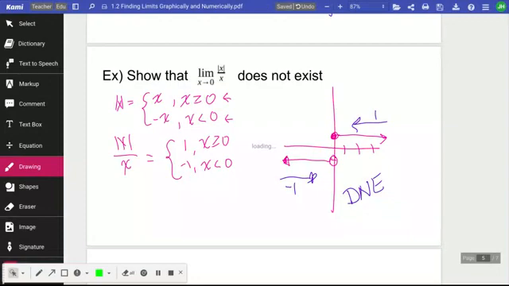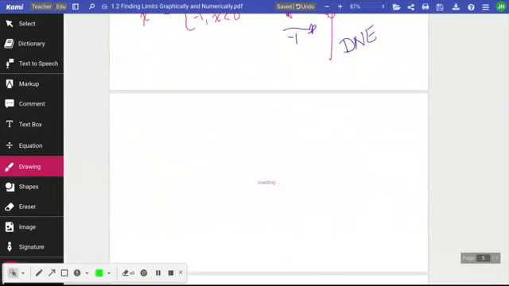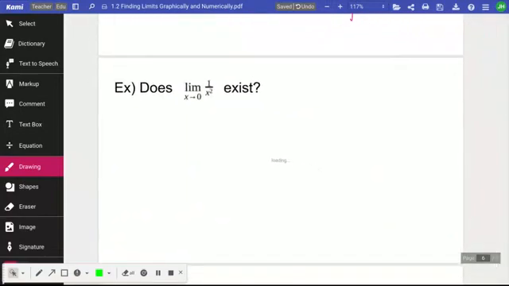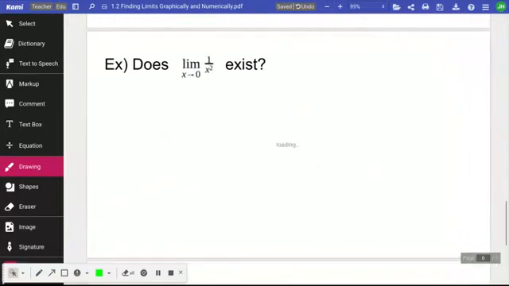Now, we can do partial limits, and at some point you'll get to experience those as we go further in. Okay, another example is: does the limit as x approaches 0 of 1 over x squared exist?